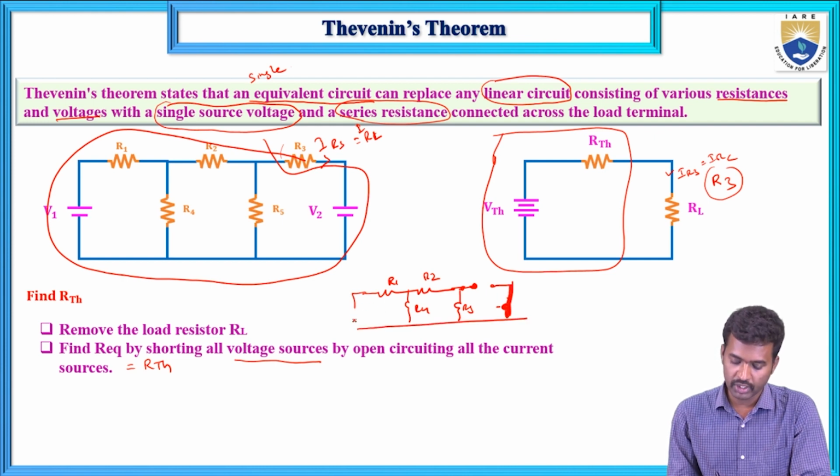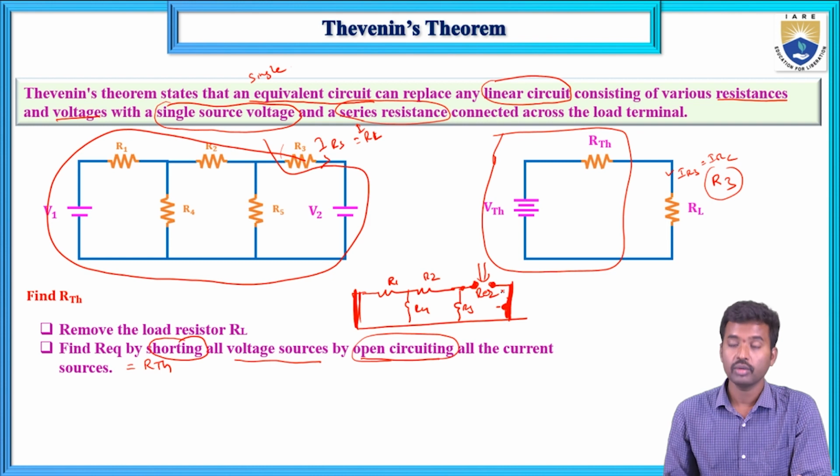Voltage sources are replaced by short circuits. We remove the load resistance and short the voltage sources. If there are current sources present in the network, those current sources are replaced by open circuits. So, shorting the voltage sources and opening the current sources, calculate the equivalent resistance between the open terminals. That equivalent resistance is known as RTH. This RTH can be calculated from these two steps.